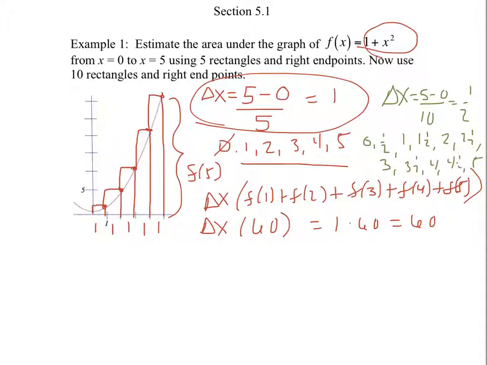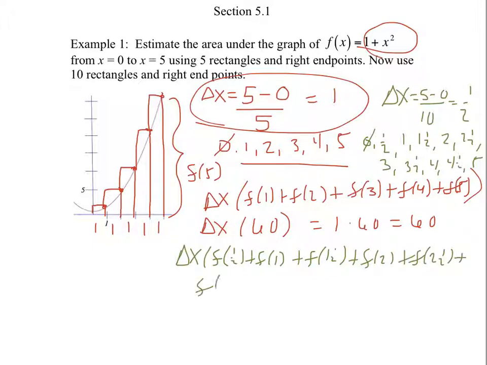And again, if I'm using right endpoints, then I'm going to get rid of the first one and use all the remainders. So similarly, it'll be change in x, but then it'll be f of 1/2 plus f of 1 plus f of 1.5 plus f of 2 plus f of 2.5 plus f of 3 plus f of 3.5. And this gets to be quite tedious, which will make you appreciate our other method. And lastly, f of 5.